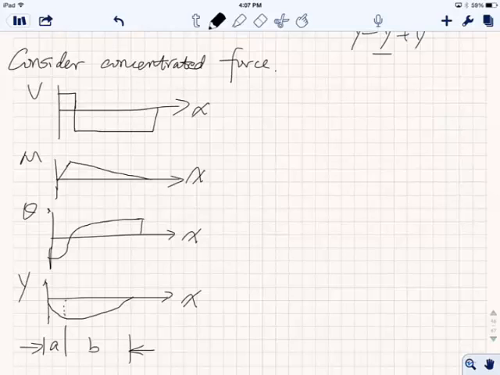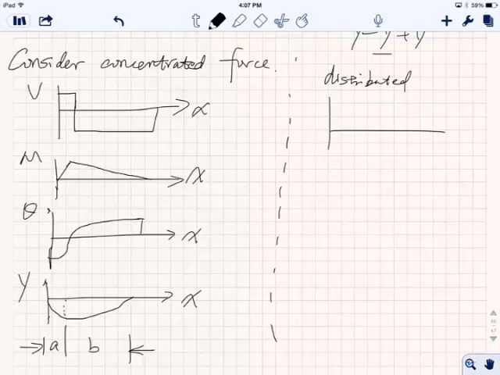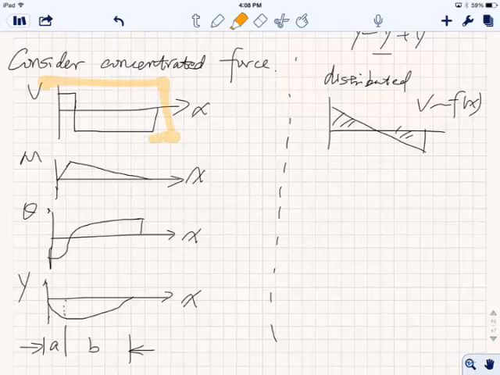So when you consider this, some big problem is going to happen. What's the big problem? Remember, when you have a distributed load, what does V look like? It's a straight line, right? For a straight line, of course, I can find this continuous. There's no discontinuity along the line. Uh-oh, I have a big issue here. Houston, we have a problem, right? What's the problem here? At this point, it's discontinuous, right? When you have a discontinuity, there's no way you can write one function to satisfy all.